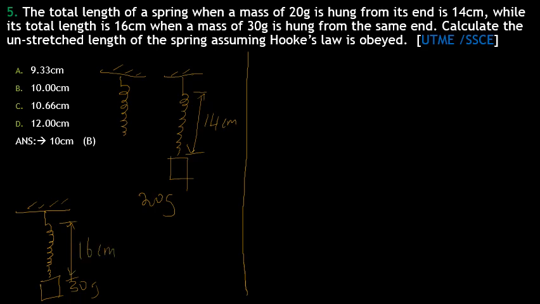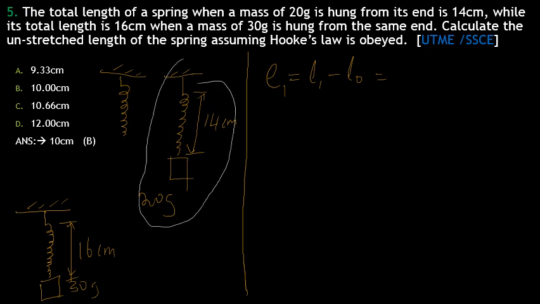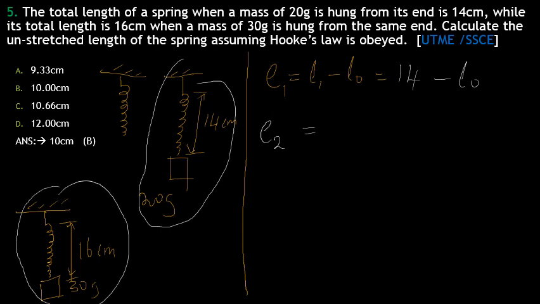Again, we know that extension is equal to L1 minus L0, which is the original length. So let's establish our E1 for extension in the first one. The extension will be 14 minus the original length, which we don't know, that's what we are looking for. And then E2 on the second one, the extension will be equal to L2 minus L0. So L2 in this case is 16 minus L0.